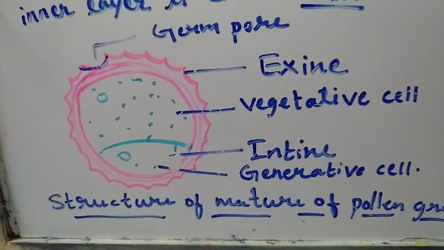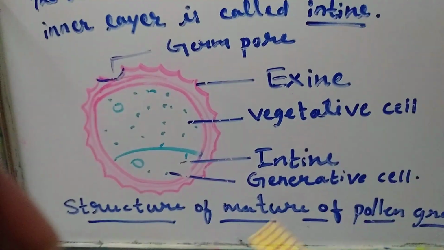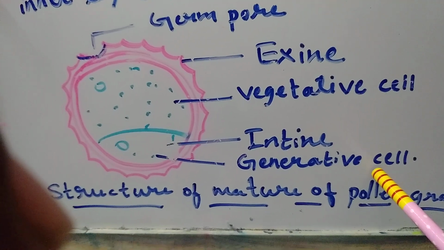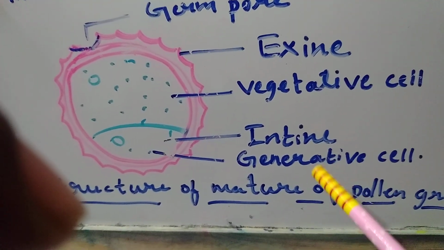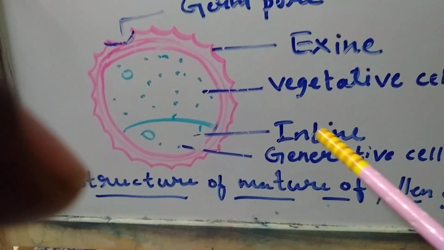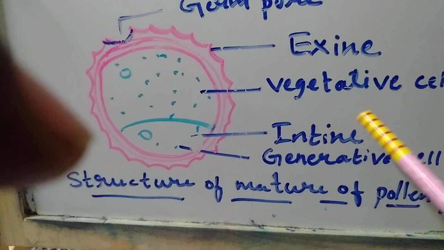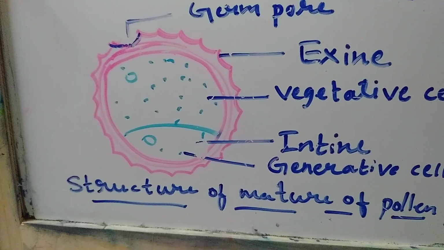Understood? This is today's explanation about the structure of pollen grain. It is very easy to follow. Just practice once by seeing, and draw another time without seeing in your practice book.